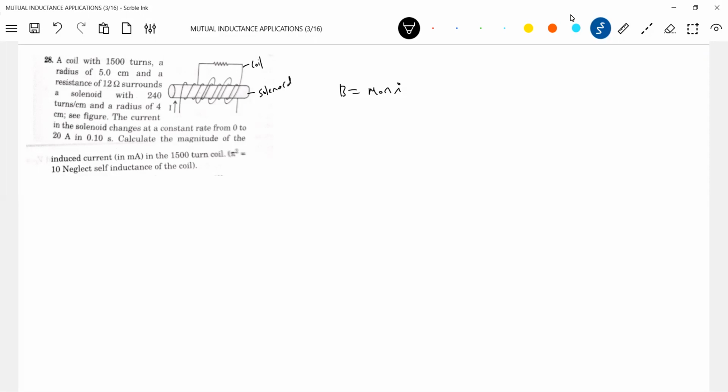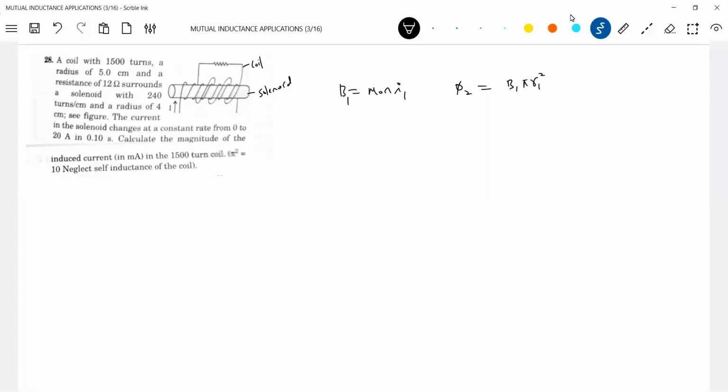So when B bar varies, the B bar produced by the solenoid will link the coil. Let me call it B1. The flux linking the coil should be equal to B1 into the radius of the solenoid only.